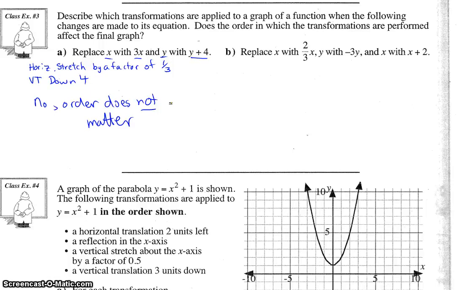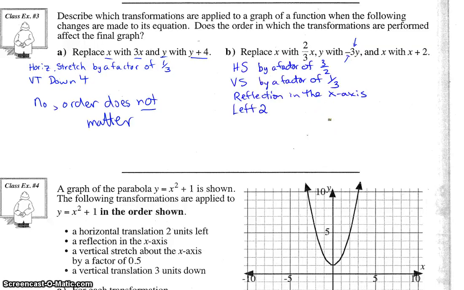Replace x with 2/3 x, y with negative 3y. Notice that the negative and the 3 are two different transformations. And then x with x plus 2. Okay, let's write down the transformations for that, and we'll check back and see if we have the same, and take a guess at whether the order will matter. Okay, so pause your video, please.